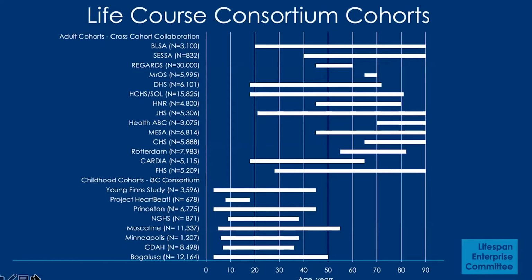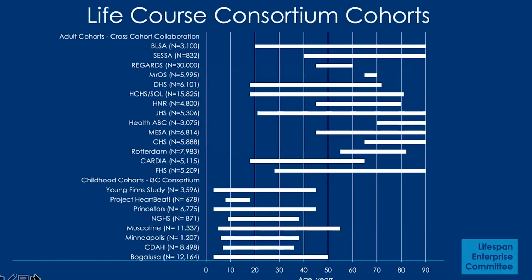So just as an example, we have a proposal for a Life Course Consortium. We've been working with cohorts across the world to really create this life course perspective. And what you can see here is on the top are the adult cohorts and on the bottom are the childhood cohorts. The x-axis is age in years. And what we wanted to do is pool cohorts in order to allow us to have information across the full spectrum of age, from childhood all the way to older age.